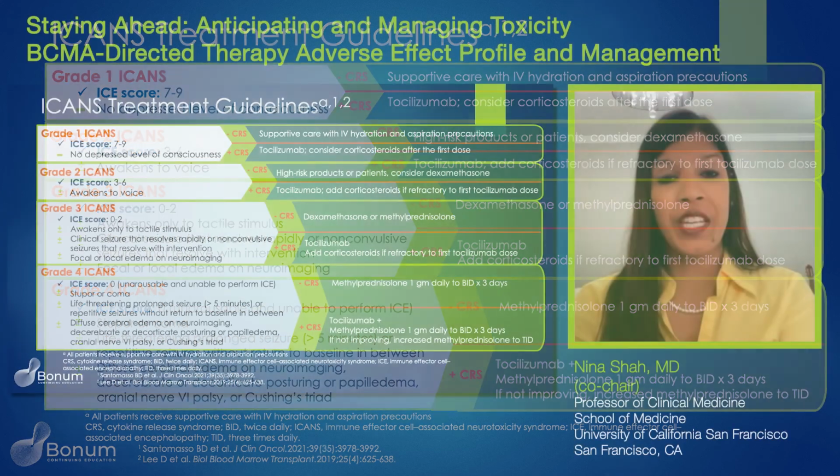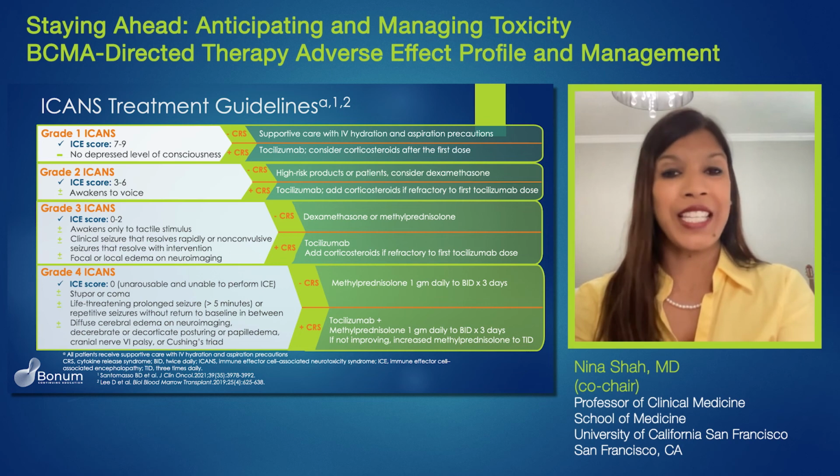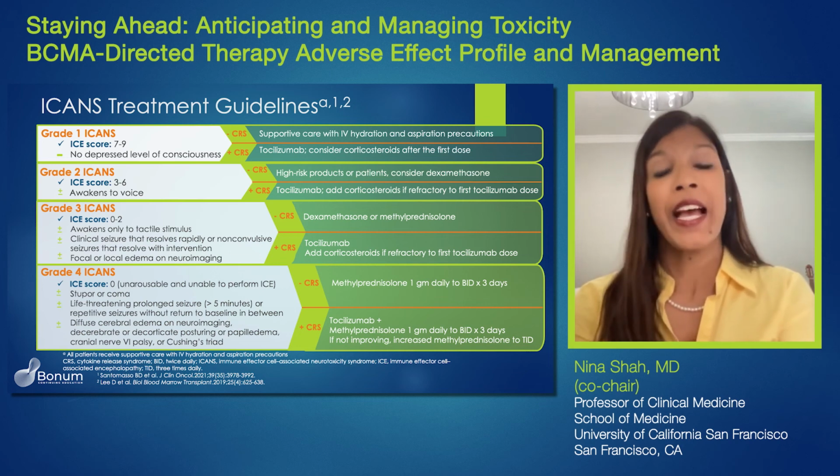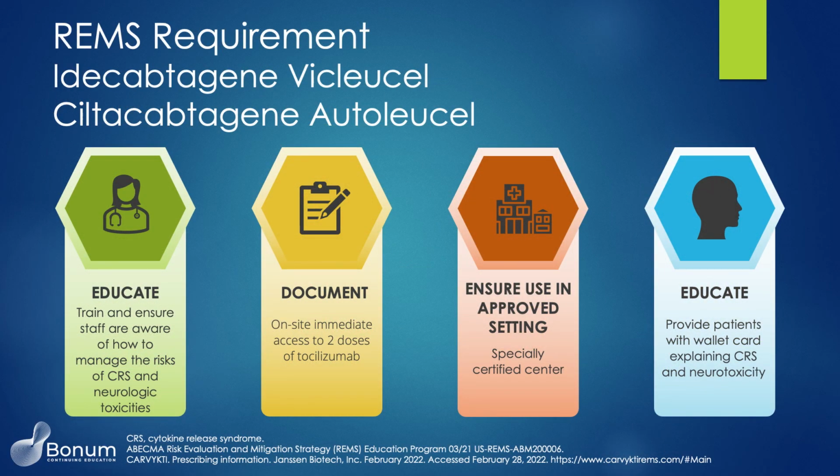Remember, at all of these steps, you should consider things like preventative and supportive care. For example, anti-seizure medications as a start. We often actually give them anyway in a prophylactic manner to prevent potential seizures that might be associated with ICANS. So if you see that these toxicities occur, we also know that there's a way to mitigate them, and a REMS requirement has been put in place for both ide-cel and cilta-cel.